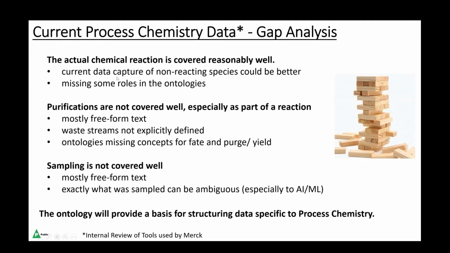That was not true for purifications, though. In our case, it was mostly free-form text. Waste streams were not explicitly defined, and the ontologies were missing key concepts for fate and purge and yield. Sampling was basically the same thing. Again, it was mostly free-form text, and exactly what was sampled could be quite ambiguous at times. And so the hope is that by developing this ontology, it will provide a basis for structuring data specific to process chemistry.